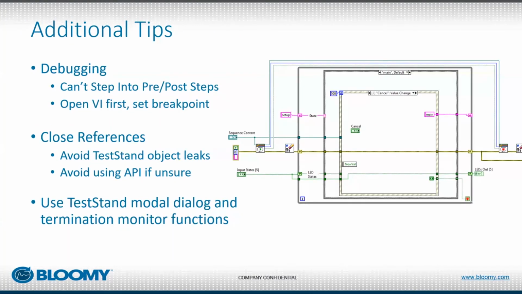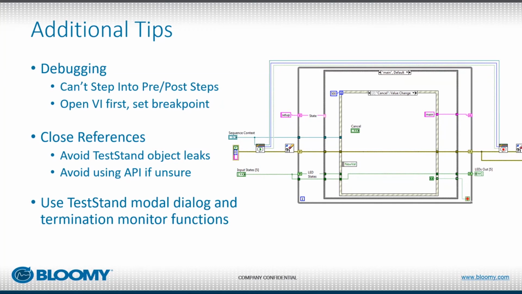So on the debugging, the recommendation is to open the VI first and set a breakpoint. Personally, I have not done that in the past. Like I said, I've typically tried to debug the VI as a standalone before I plug it into the substep. But obviously, this is a way of doing it once it is plugged in. Other things to consider are making sure that you close any references within your substep or within the custom step.